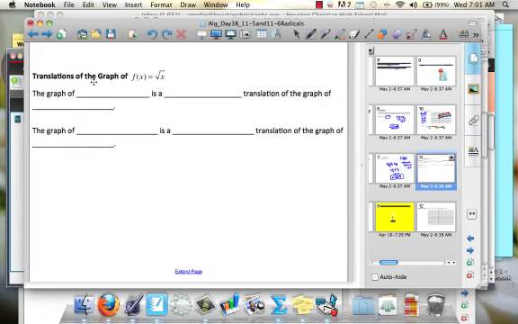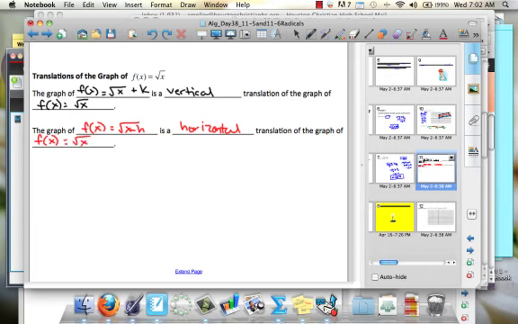So what we're really doing here is translating the parent function. The graph of f of x equals the square root of x plus k is a vertical translation of the graph of f of x equals square root of x. And the graph of f of x equals the square root of x minus h is a horizontal translation of the graph of f of x equals the square root of x.